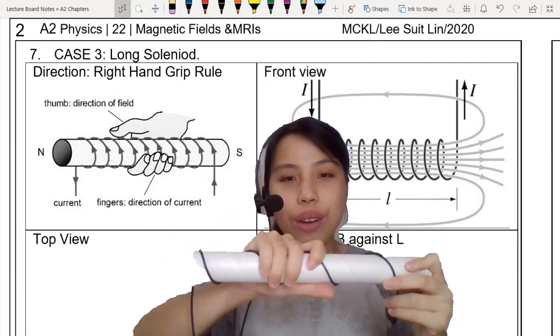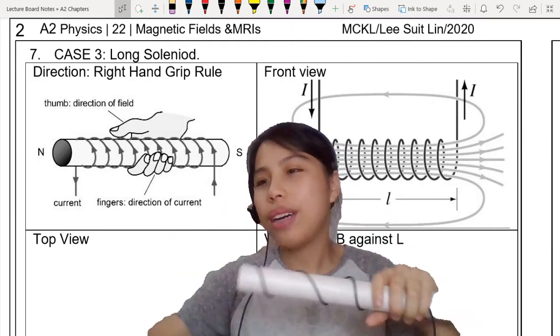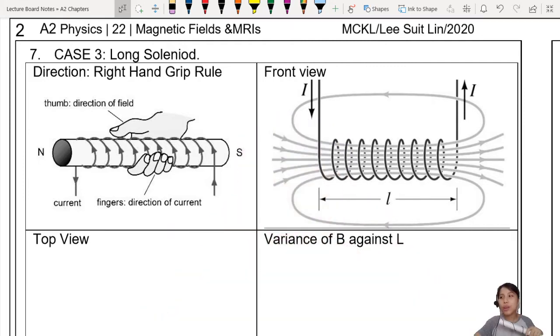So you just need to follow which direction the current is going and figure out how the magnetic field would look like. If we look at this diagram, they drew a very nice one for us, not just my toilet paper. Here, it is wound in such a way and current is sent in through the right side. So here is current in, current out. So which one do you want to use? Your thumb is current or your thumb is magnetic field?